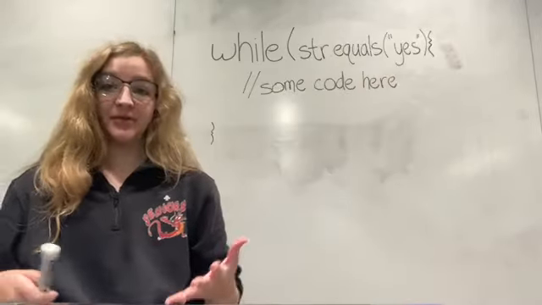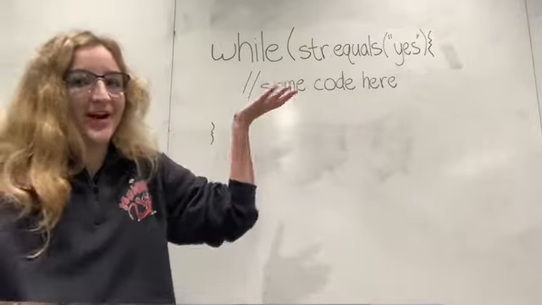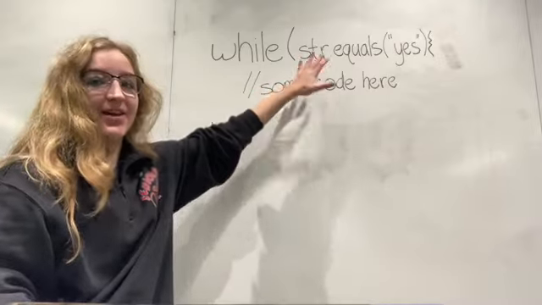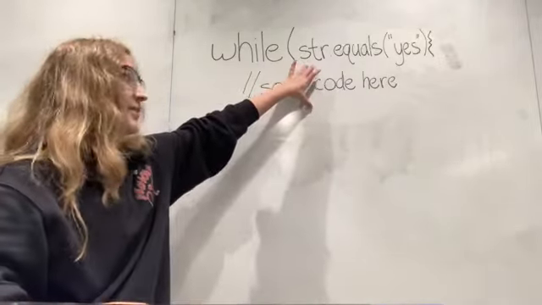So the next kind of loop is a while loop. Aptly named again, it starts with while. So creative, right? The thing about while loops is that they only have a condition. They don't have the initialization and the incrementation and all that. They just have the comparison.